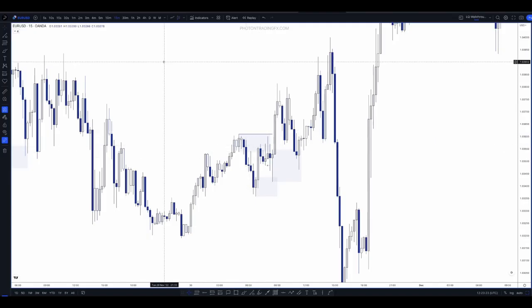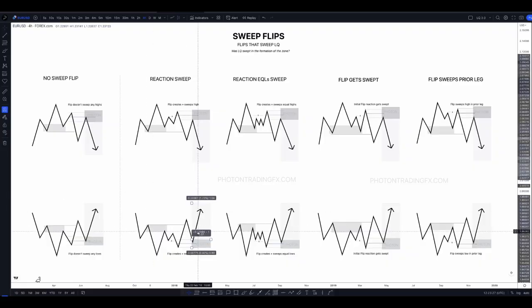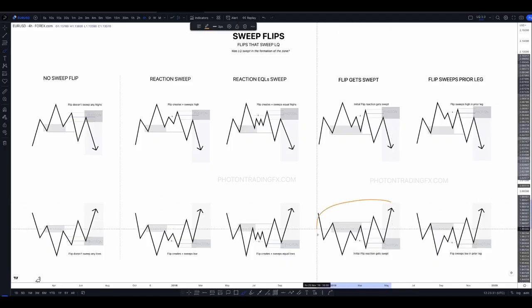Okay, so if we look back at the examples here, it would be this one. Okay, so price comes into supply, initial reaction, it moves up. We don't break structure or get the failed reaction just yet. We sweep it and then we go. That's what we're looking at here.